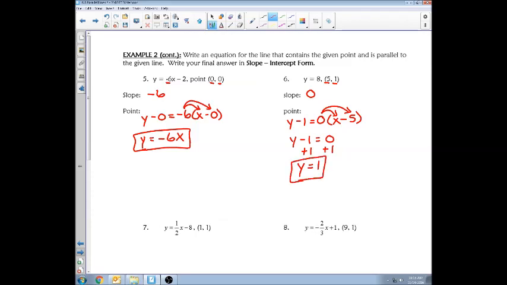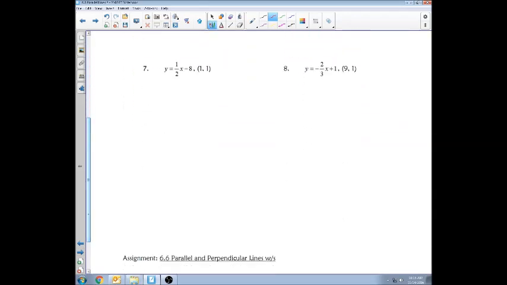Does that make sense that a y equals would be parallel to another y equals line? It does, because when I have a y equals line, it's a straight horizontal line. In order to make a line parallel to that, it would also need to be a straight horizontal line. Okay? On to problem 7.